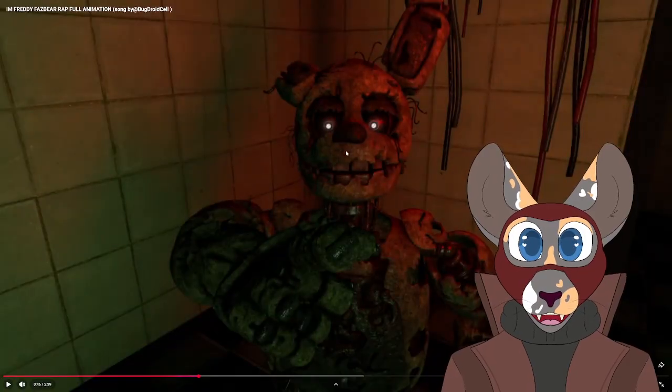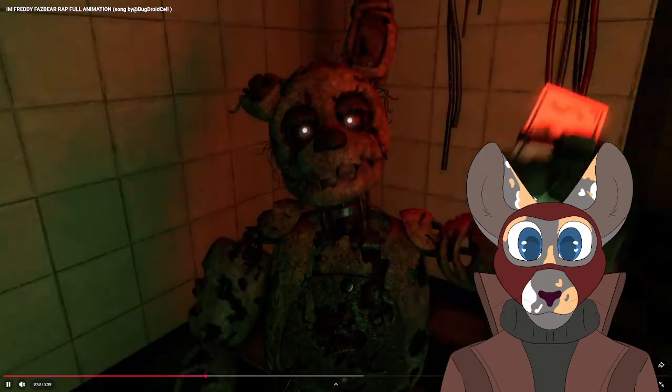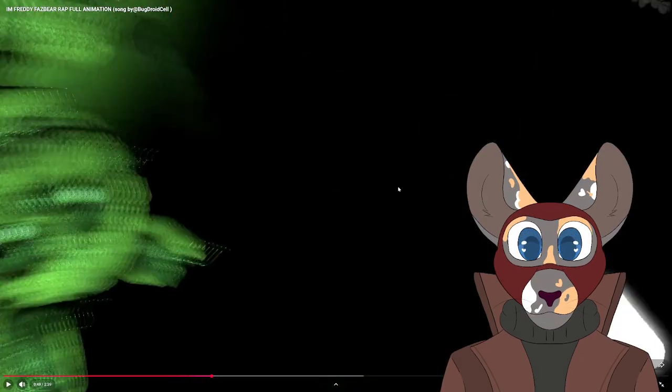This, in my opinion, is the worst shot in the entire thing. I don't know what's wrong with it, but there's something wrong with it. It just feels unpolished. I did like that transition.